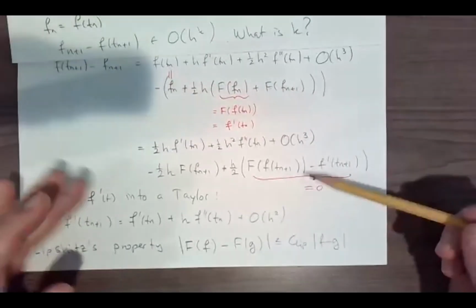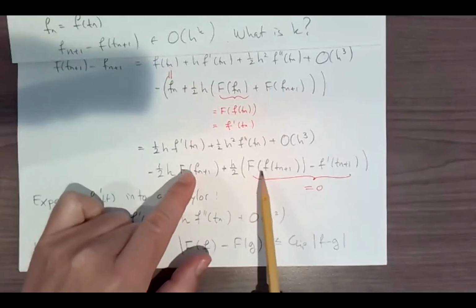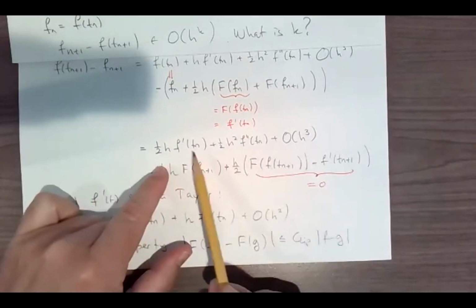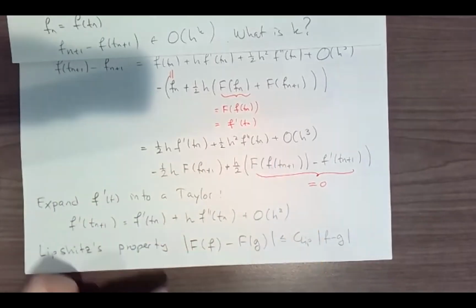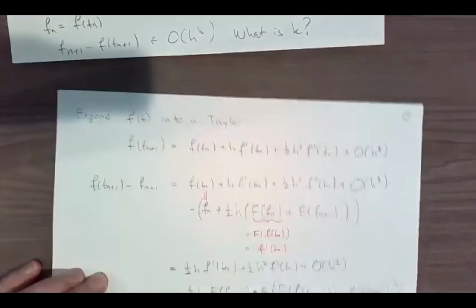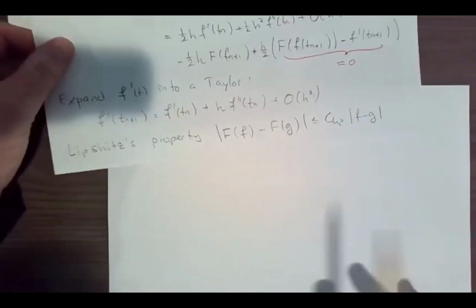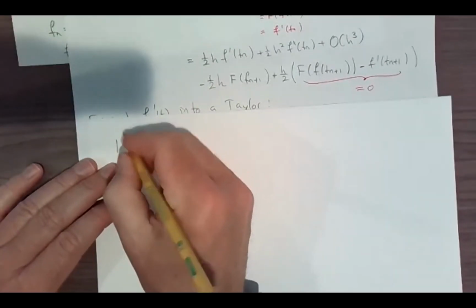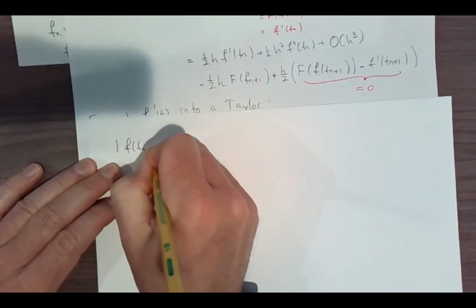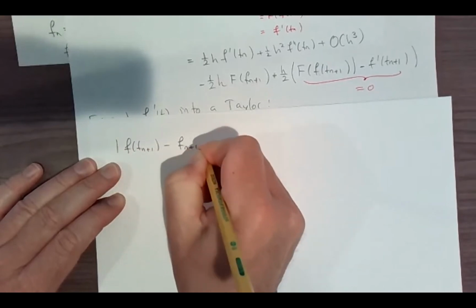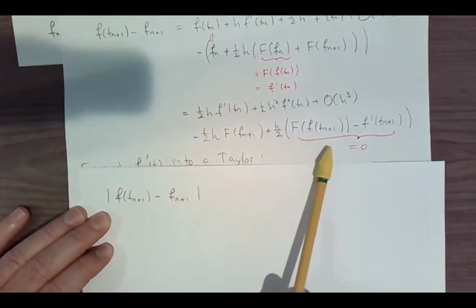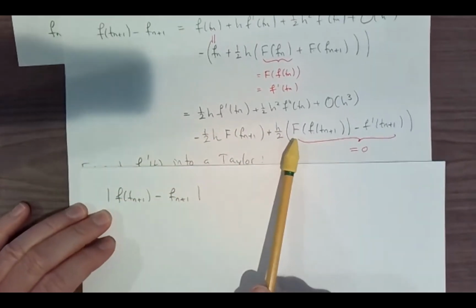Okay, so now what I want to do, so that Lipschitz property is going to take care of these two terms. The expansion is going to link this term with the first term. So let's see it in action now. And let's see what we get when we combine everything. So I'll take absolute value f at tn plus 1 minus f at n plus 1. That was this one. Take absolute value of these things here. What will I get?